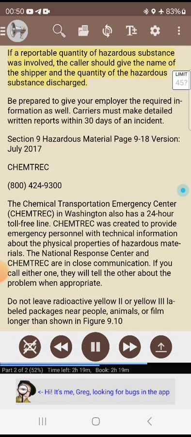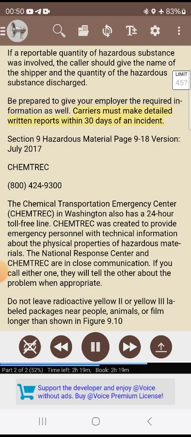If a reportable quantity of hazardous substance was involved, the caller should give the name of the shipper and the quantity of the hazardous substance discharged. Be prepared to give your employer the required information as well. Carriers must make detailed written reports within 30 days of an incident. Section 9 Hazardous Material, page 9-18, version July 2017.